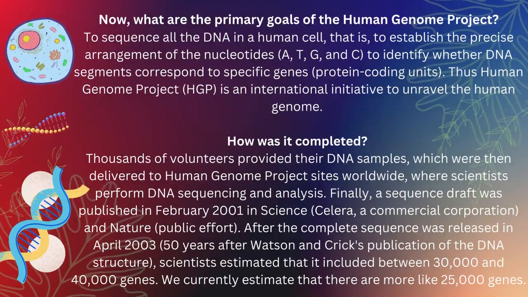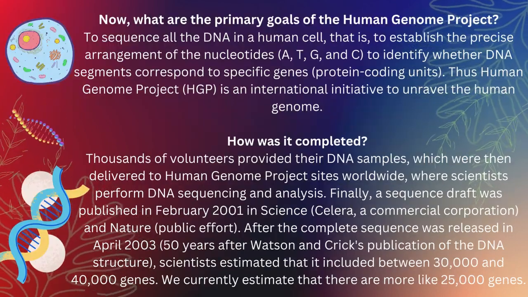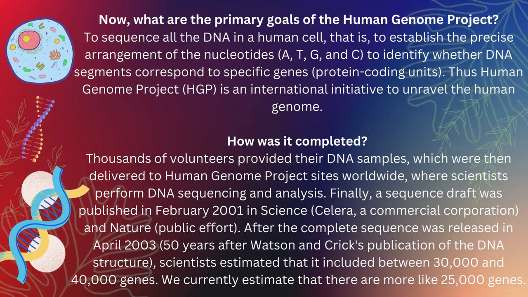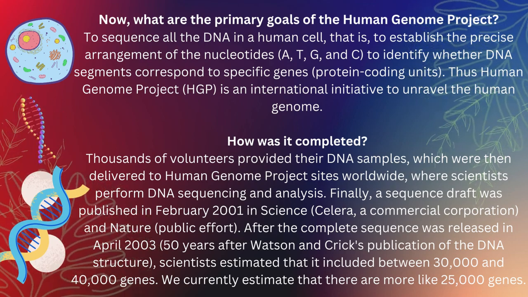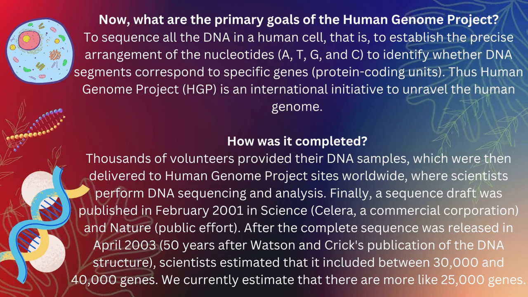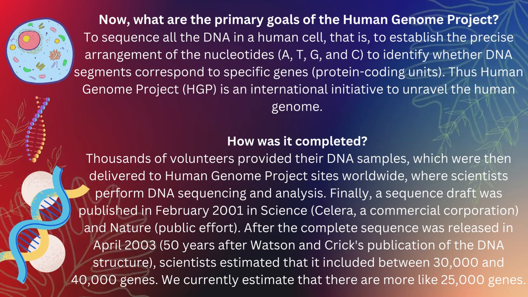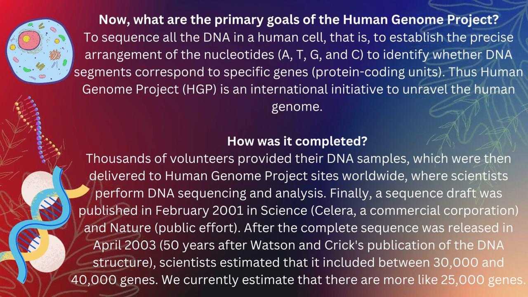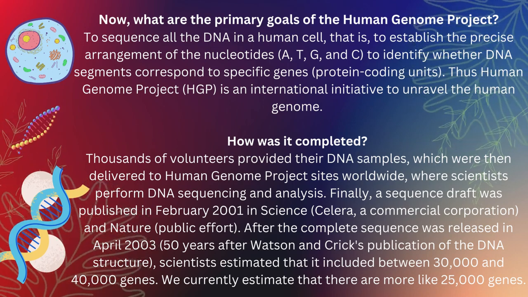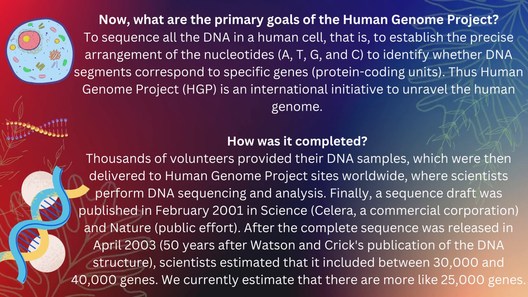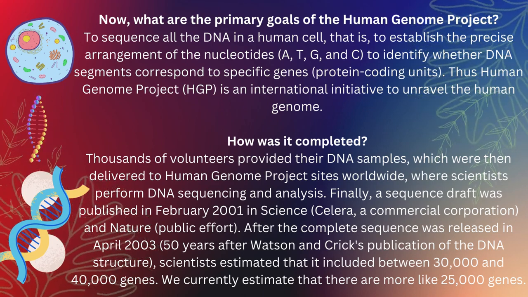Now, what are the primary goals of the Human Genome Project? To sequence all the DNA in a human cell, that is, to establish the precise arrangement of nucleotides: adenine, thymine, guanine, cytosine; and to identify whether DNA segments correspond to specific genes, that is, protein coding units. Thus, the Human Genome Project is an international initiative to unravel the human genome.